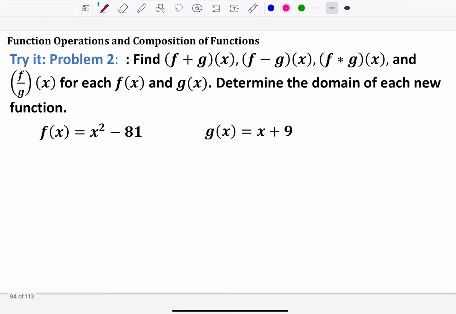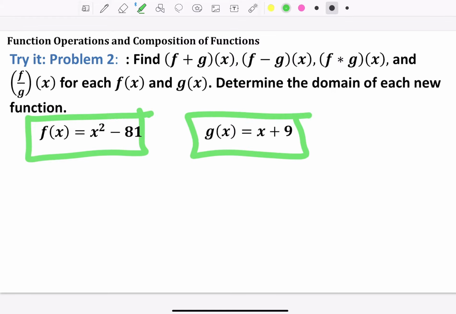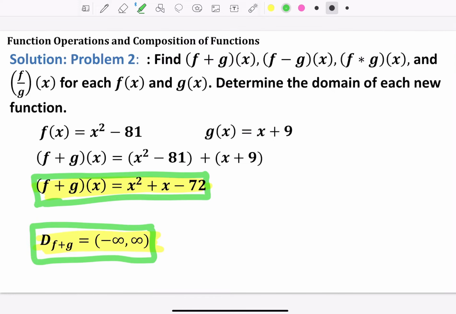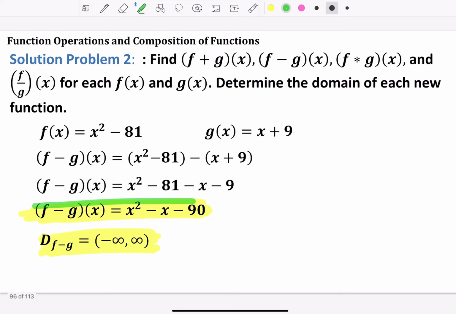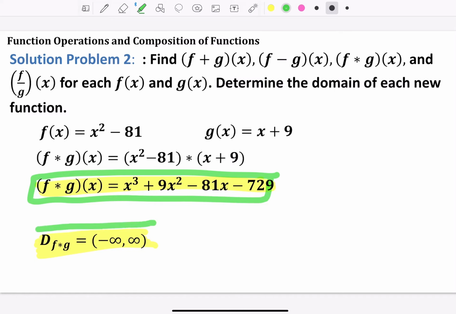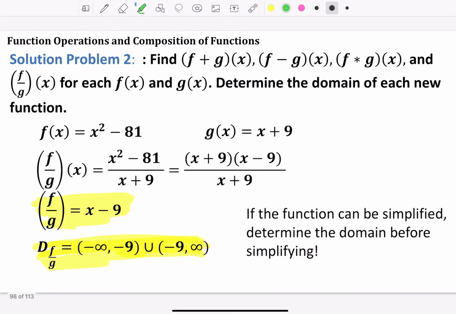Now, pause for a minute. Go ahead and try finding the addition, subtraction, multiplication, and division function when we're given f of x and g of x. Come back and check your work. Addition function, its domain. Subtraction function, its domain. Multiplication function, its domain. And division function as well as its domain.